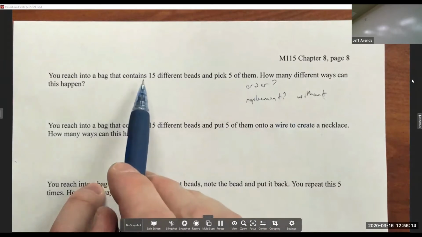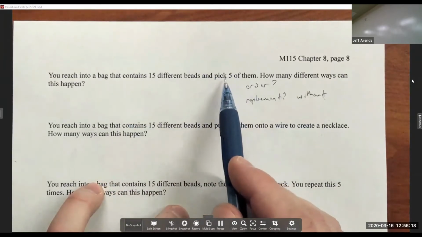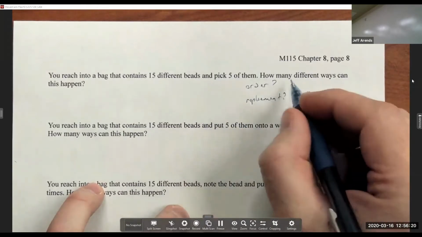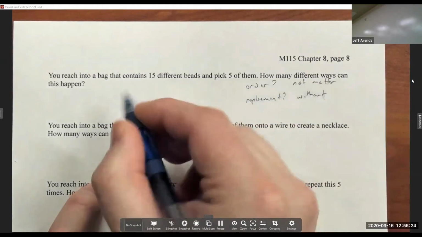We're just saying we're picking 5 of them. I'm not saying I'm putting them on a string or arranging them in any particular order, so I'm going to say order does not matter, which means we're dealing with a combination.